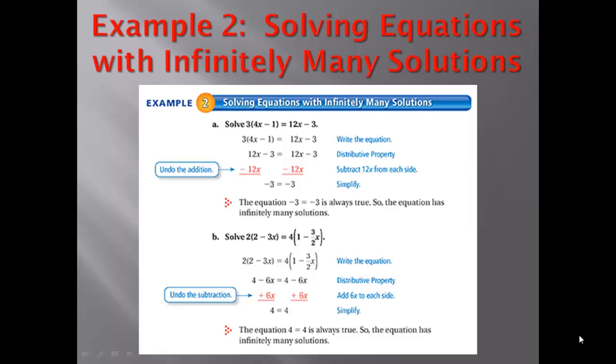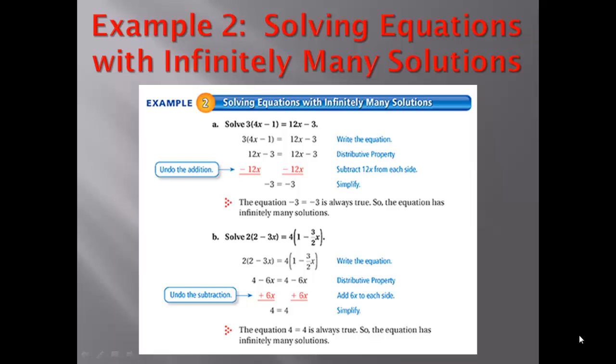For a, we're going to solve 3 times the quantity 4x minus 1 equals 12x minus 3. Our first step is to use the distributive property. 3 times 4x is 12x, and 3 times 1 is 3. So we have 12x minus 3 equals 12x minus 3. Now we'll subtract 12x from each side, and we're going to get that negative 3 equals negative 3. The equation negative 3 equals negative 3 is always true, so the equation has infinitely many solutions.